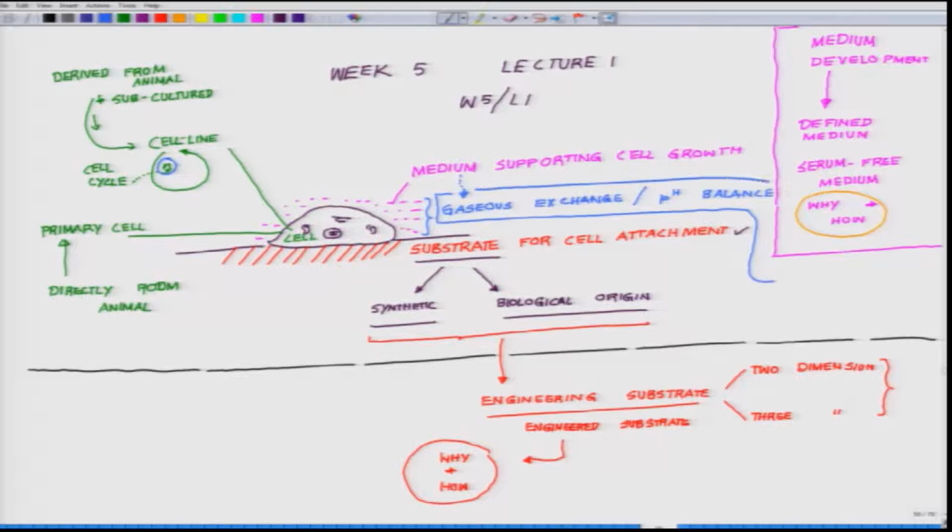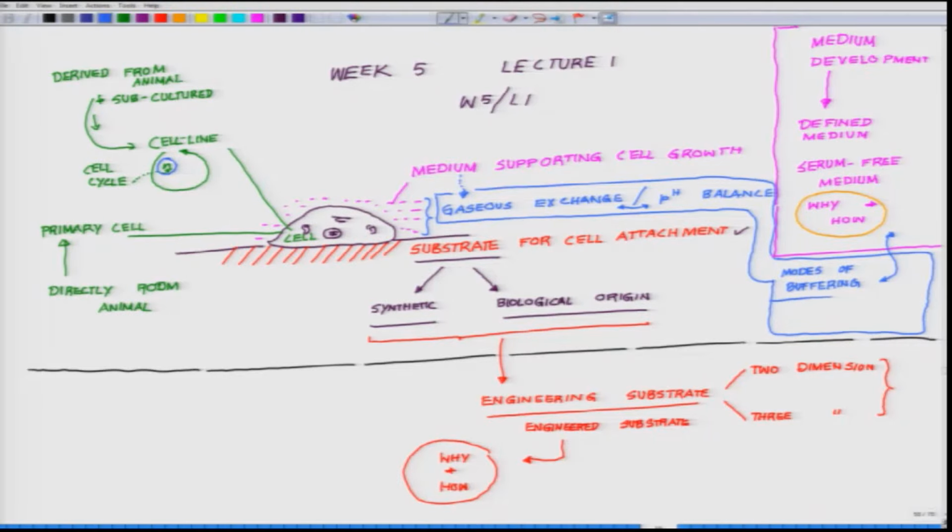Okay. Let us carve that niche neatly. Now, when we talk about the gaseous exchange, you have to understand the gaseous exchange is directly linked to pH, and that comes as modes of buffering, which is directly linked to this medium development concept. They are all linked here.